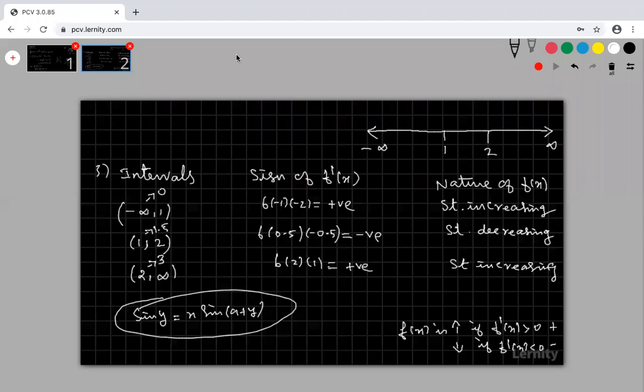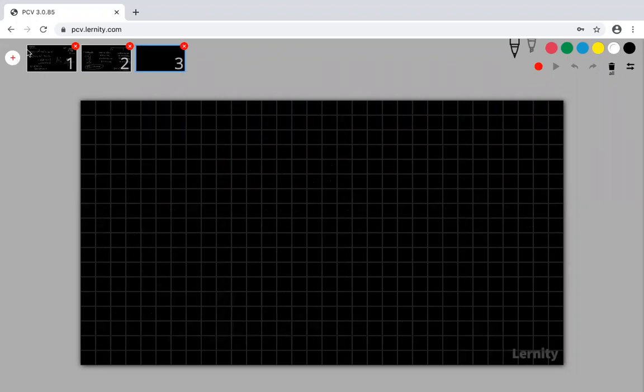Any other doubt in increasing, decreasing? Sixth chapter. Okay, we will discuss increasing, decreasing. After that, we'll go for the fifth chapter problems. Right. So now look at that. Another problem. This is also an important problem.